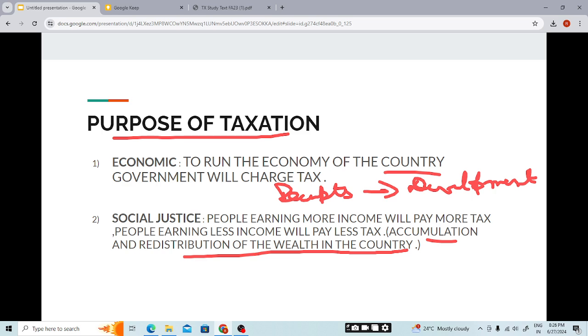So we have studied the two purposes of the taxation: to run the economy, and social justice. What is the meaning of economy? We have studied that to run the country, government needs funds. So the government will be charging tax from the individuals and the companies, so that they get the receipts and can use them for development and for boosting the economy. And the second purpose we have learned, social justice, means accumulation and redistribution of wealth in the country. How is it done? People earning more income will pay more tax, people earning less income will pay less tax.